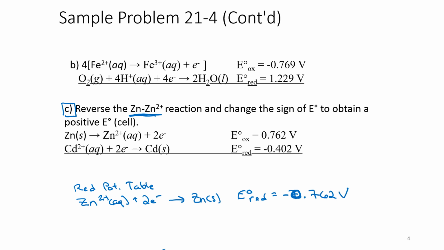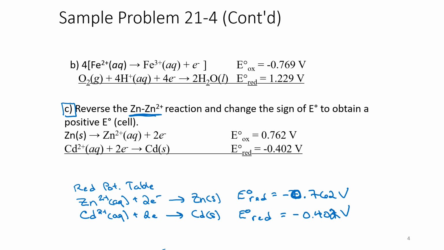And then you're also going to look up cadmium 2. What you're looking for is cadmium on one side of the reaction and cadmium 2 on the other side. The only place that you're going to find that in your tables is cadmium 2 plus 2 electrons producing solid cadmium, because there are always reduction potentials in our tables. So the reduction potential for that is negative 0.402 volts.